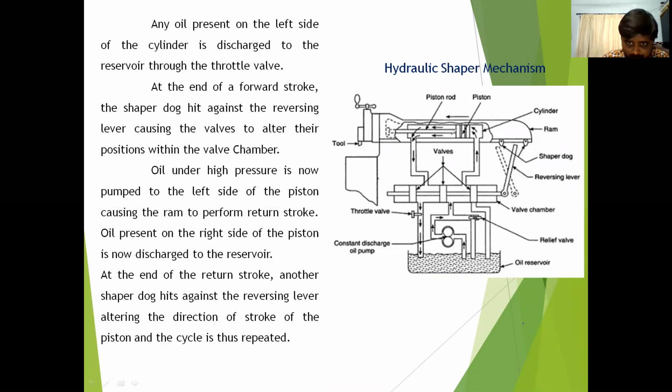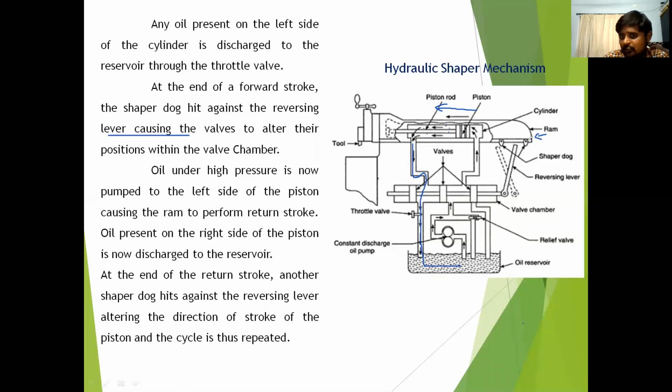Already I told you, when the piston is moving in this direction, automatically the oil present in front of the piston is going to be sent to the oil reservoir through the throttle valve. At the end of the forward stroke, the shaper dog hits against the reversing lever. So if the ram moves like this, automatically the shaper dog will cover this distance and hit this reversing lever.